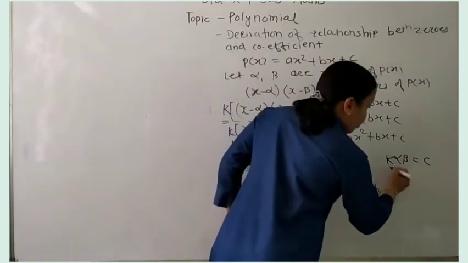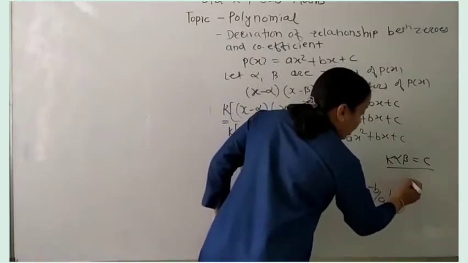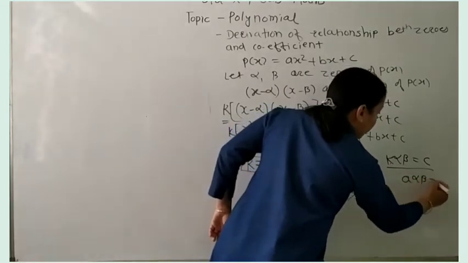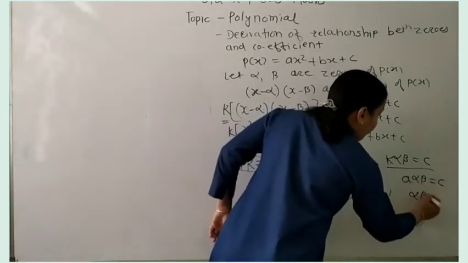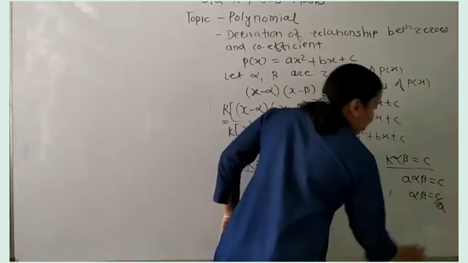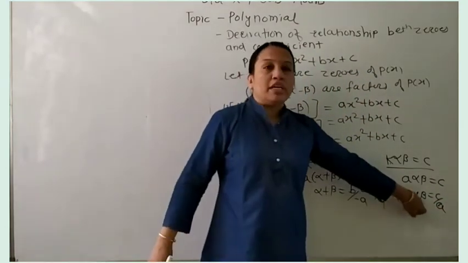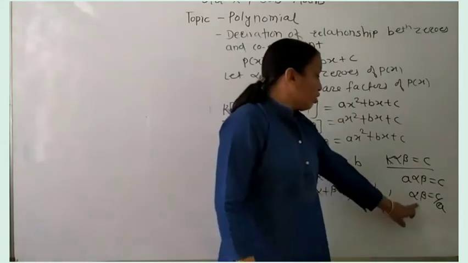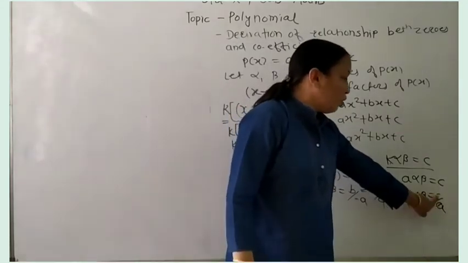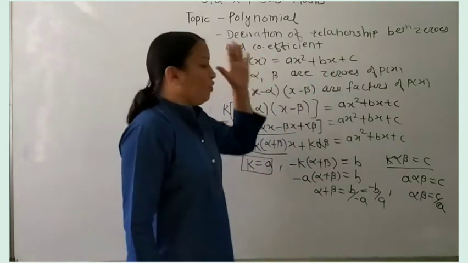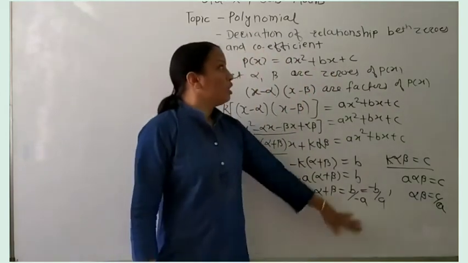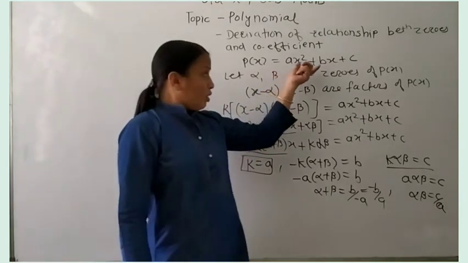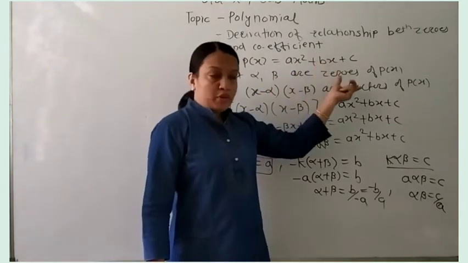Now next, what is the value of k? From the first, k is equal to a, and k alpha beta is equal to c. Therefore alpha beta is equal to c by a. Alpha beta is nothing but the product of the roots. The product of the roots is given by the constant term upon the coefficient of x square, and this is the verification of the relationship between the roots of the quadratic polynomial.